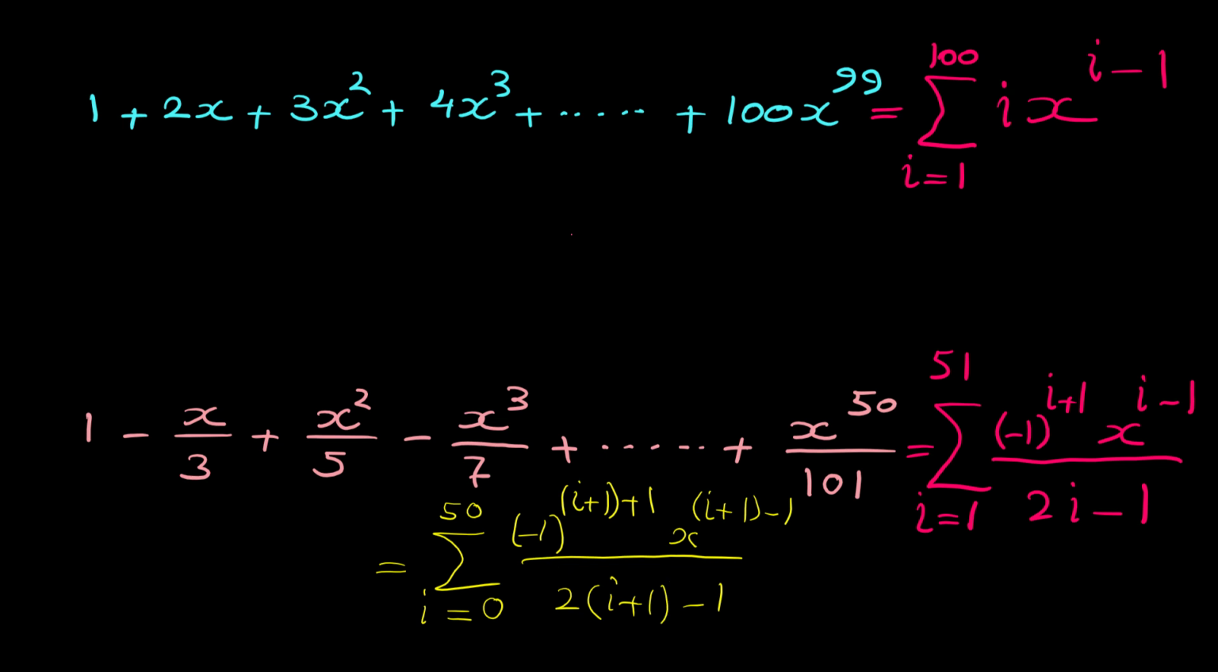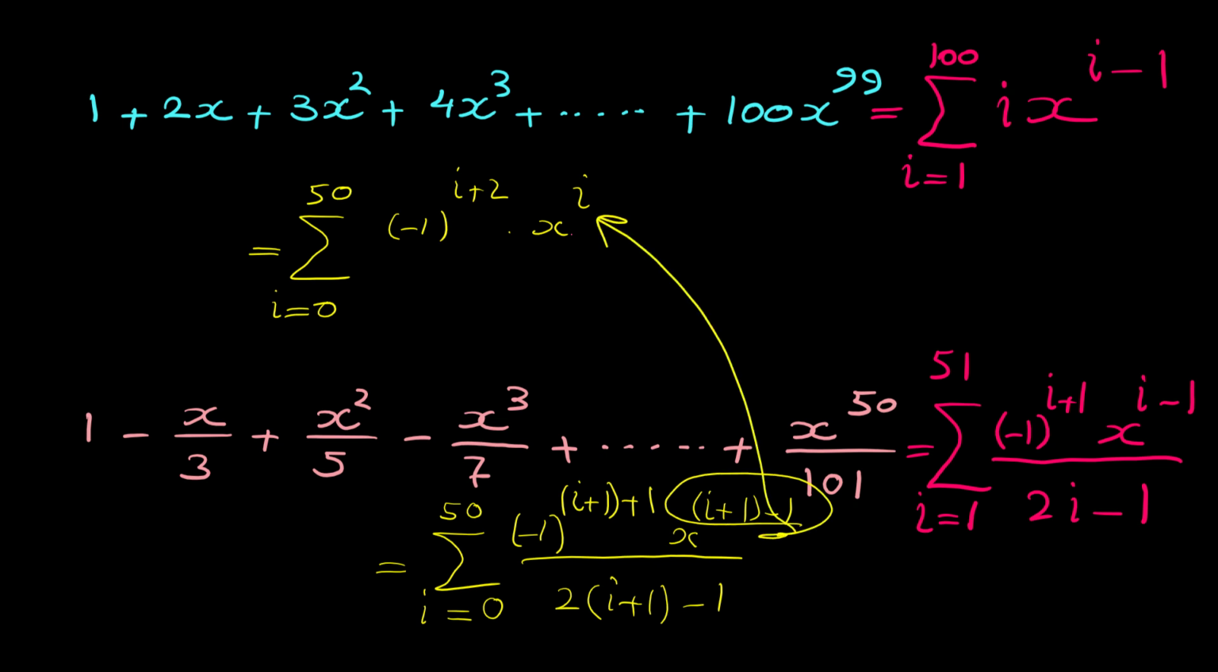Now let's simplify this answer. If we simplify this, the final answer is sigma I from 0 to 50 negative 1 to the power of I plus 2 times x to the power of I, because I plus 1 minus 1 is I. What about the denominator? If we multiply 2 in the bracket, we have 2I plus 2 minus 1, which is 2I plus 1. Maybe some of you prefer this new answer, which is basically the same answer as before, but it seems at least a little better, maybe you prefer this answer to that answer.